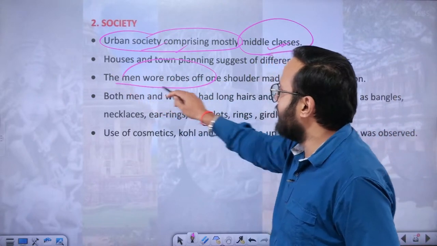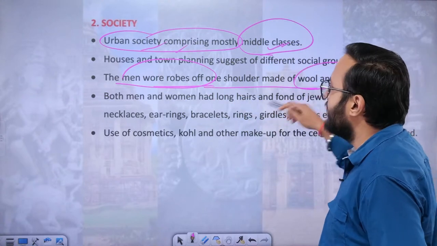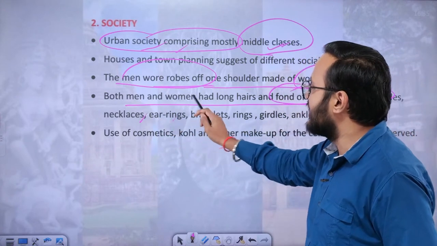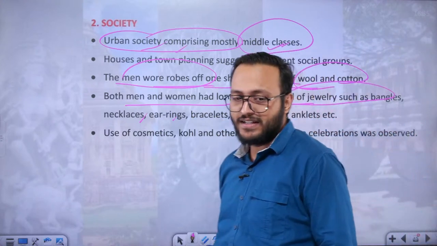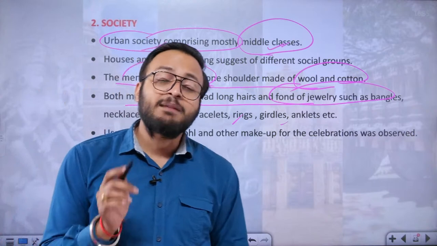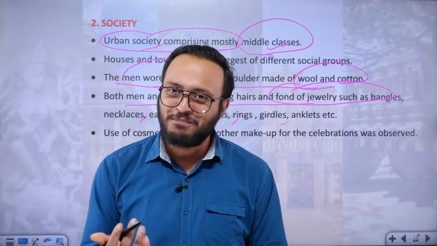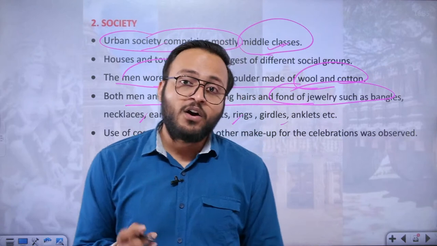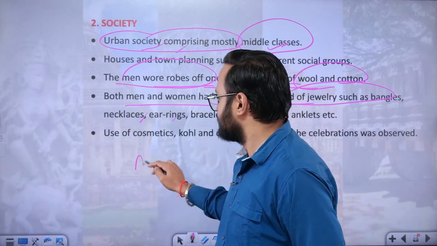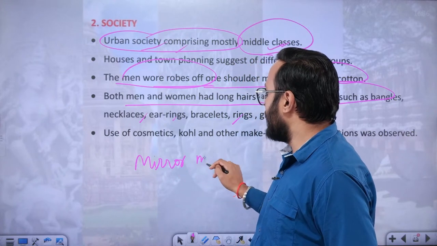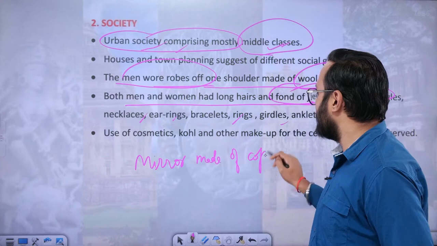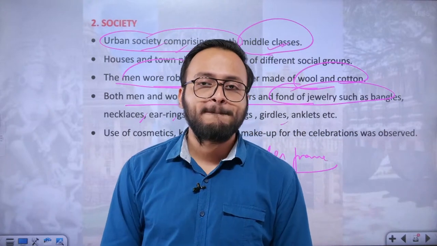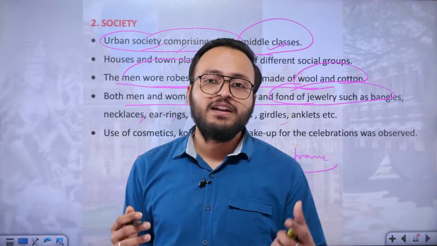Okay, so if we talk about the dress pattern, the men wore robes off one shoulder made of wool and cotton, and both men and women had long hair, and they were fond of jewelries like bangles, necklaces, earrings, bracelets, rings, girdles, anklets, etc. Not just that, Harappan civilization also provides the use of cosmetics, makeup products. Kohl is kajal, and some other formal makeup products, and also the presence of a mirror made of copper frame, that is also clearly visible, which indicates that probably they were quite aesthetic people.